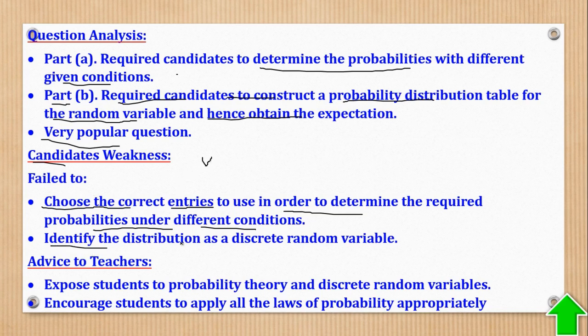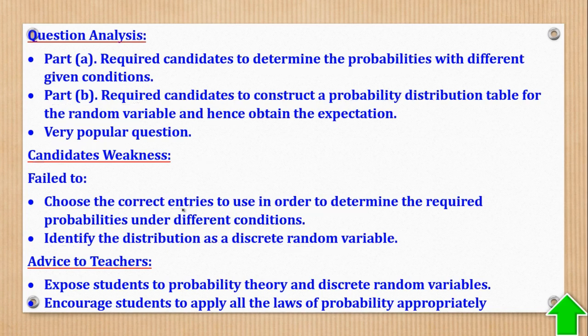Others failed to identify the distribution as a discrete random variable, so they did not tabulate. So advice to teachers is that teachers should expose students to probability theory and discrete random variables, and also encourage students to apply all the laws of probability appropriately.